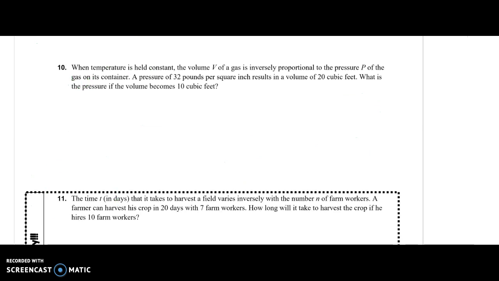It says when the temperature is held constant, the volume V of a gas is inversely proportional to the pressure P of the gas on its container. The pressure of 32 pounds per inch results in a volume of 20 cubic feet. What is the pressure if the volume becomes 10 cubic feet? Okay, so since we're using the inverse variation function, we're going to go ahead and plug in. When we have a pressure of 32, we're going to get 20 in volume. So that means that 32 represents x and y is 20.